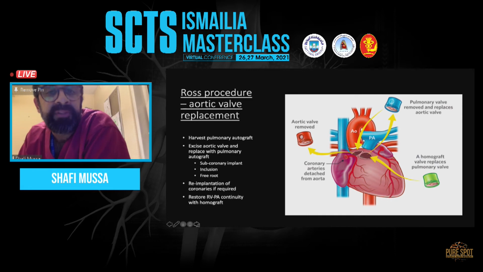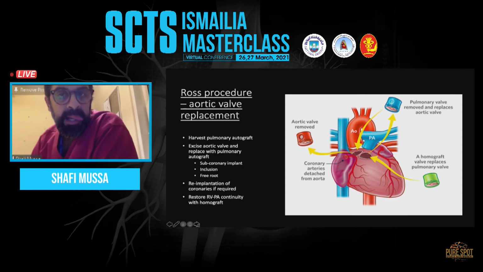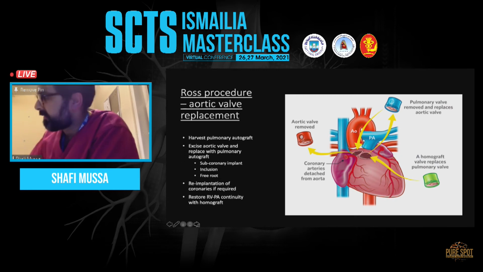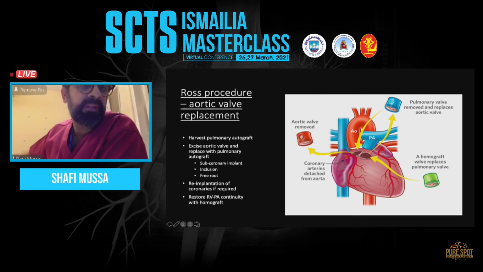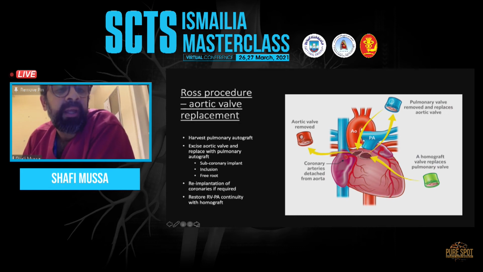And then the diseased aortic valve is excised and can be replaced with that pulmonary autograft. But in order to do this, one needs to excise or mobilize the coronary buttons so they can be reimplanted onto the neo-aortic root. The valve can be implanted in a subcoronary position or included within the aortic root, or implanted by excising the remainder of the aortic root and implanted as a free root.